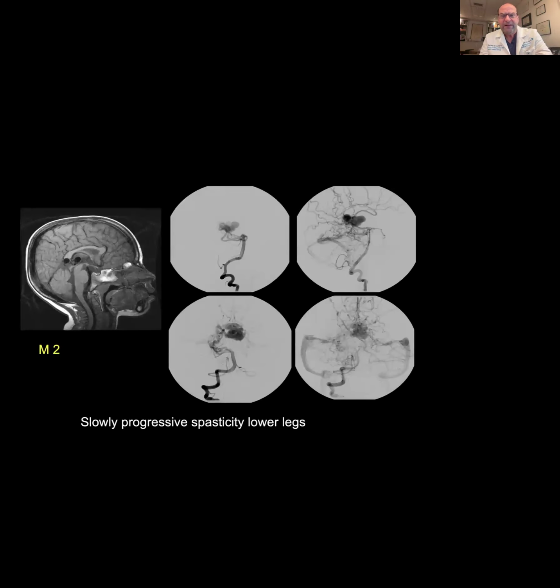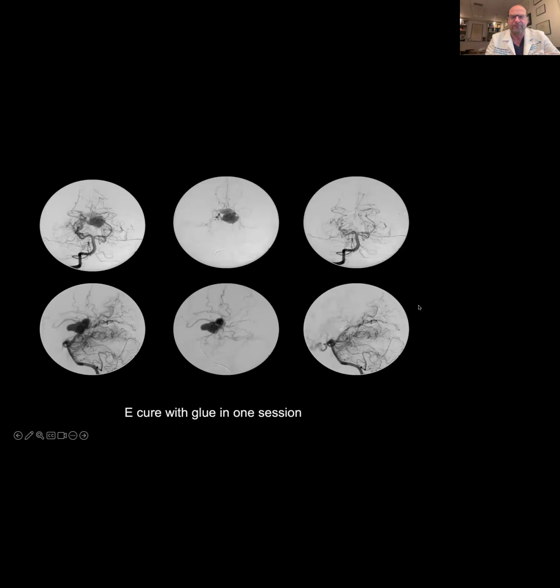Another example, this patient presented with neurological symptoms at the age of 2 years, and this was related to the fact that his venous outflow was already occluded and led to significant congestion of the brain. So the brain could no longer function normally, and therefore the patient had neurological symptoms.